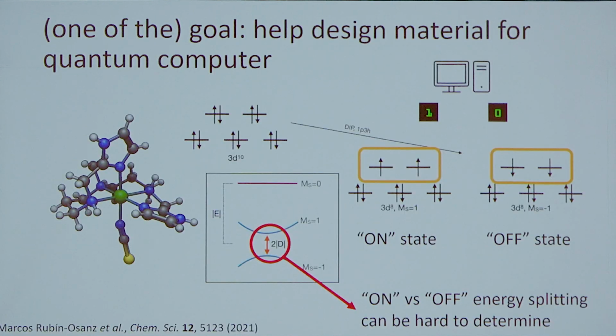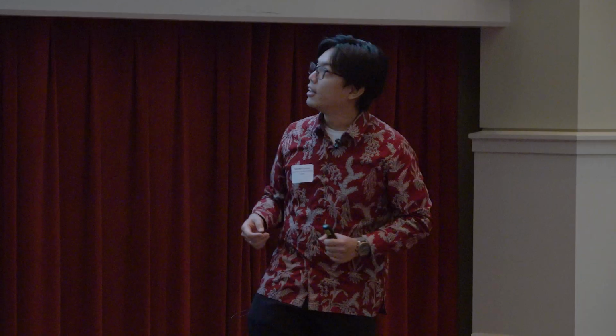So one of the goals of our project is to help design materials for quantum computers. Imagine that you can store information in molecules, which act like magnets that we have learned before, and they can have up direction or down direction, which you can think of like the ones and zeros in your computers. Now, experimentally, we want to be able to measure the energy spacing between the up and the down states, but this can be very difficult to measure experimentally.